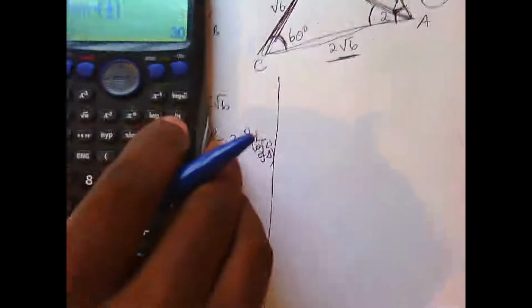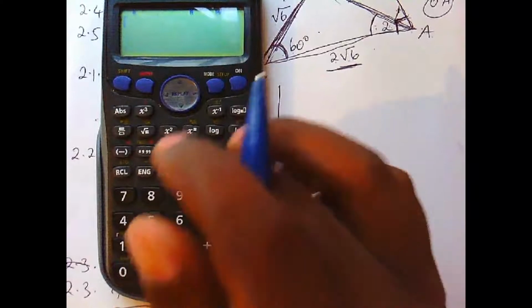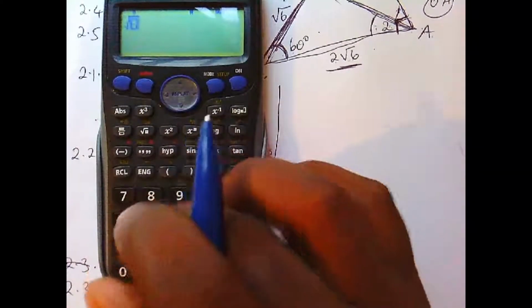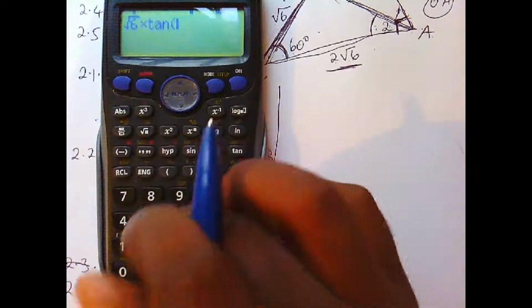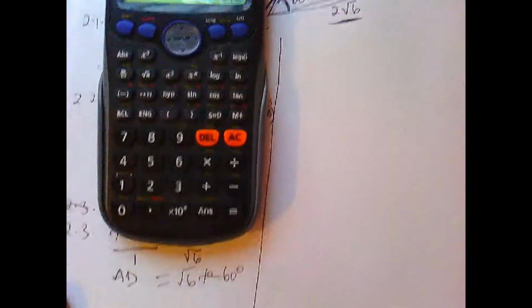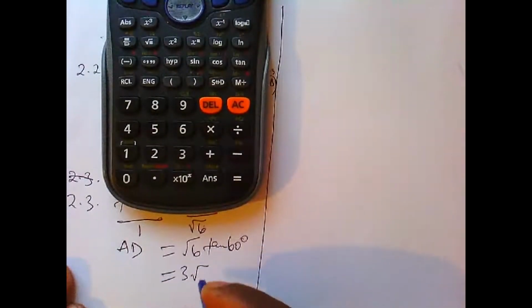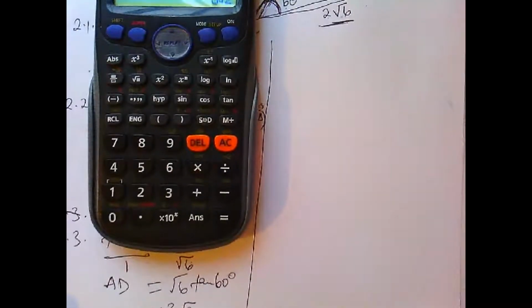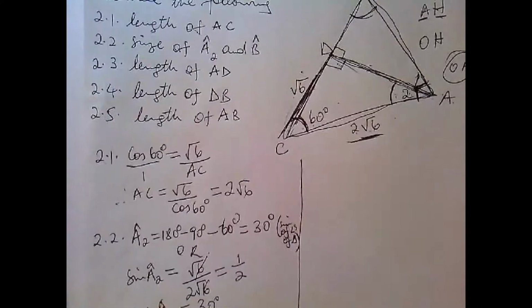And then you can simply press your calculator there. Square root of 6 multiplied by tan 60 degrees. And then the answer will be 3 square root 2. That will be the answer for that. So basically, it's just a matter of using this calculator very well.